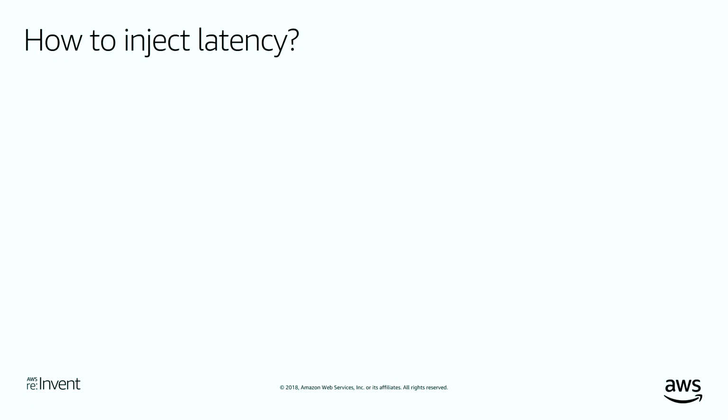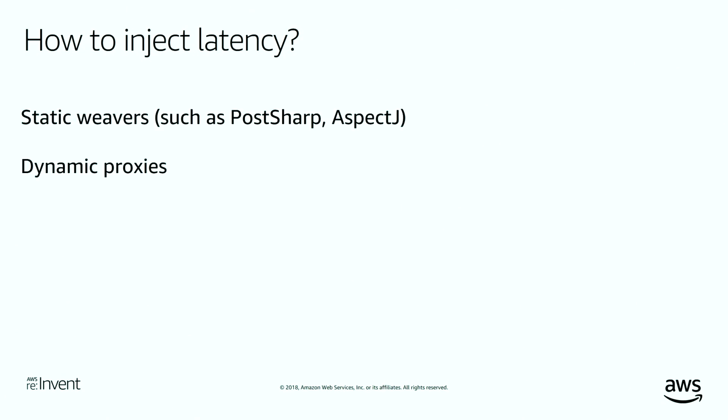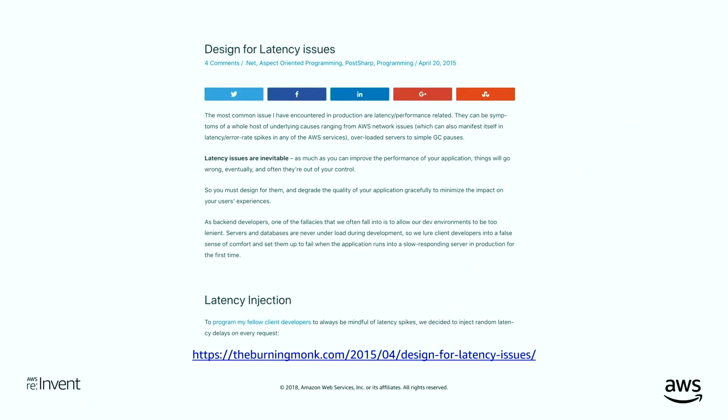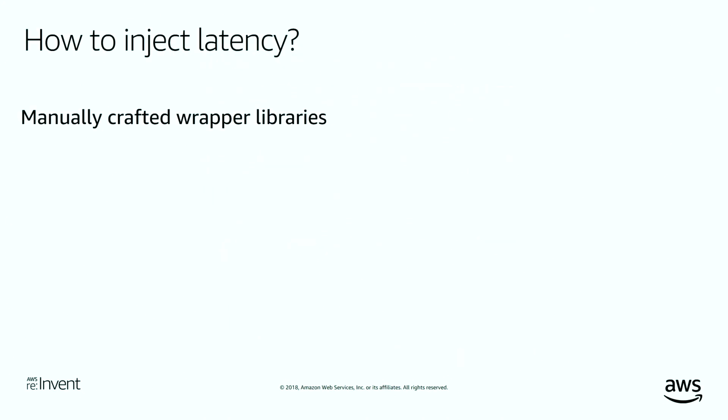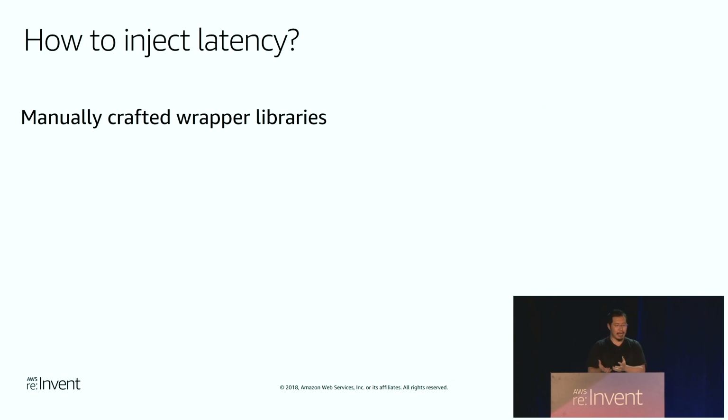In terms of how we then go ahead and inject latency into our code, if you're talking about static languages like C# or Java, then you can potentially use a weaver such as Fody for .NET or AspectJ for JVM languages. It's something that I used in the past, and I wrote a blog post about that a few years ago.